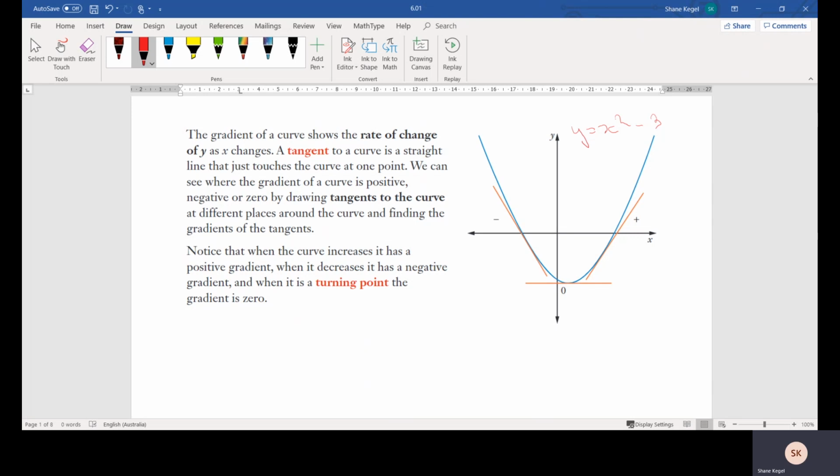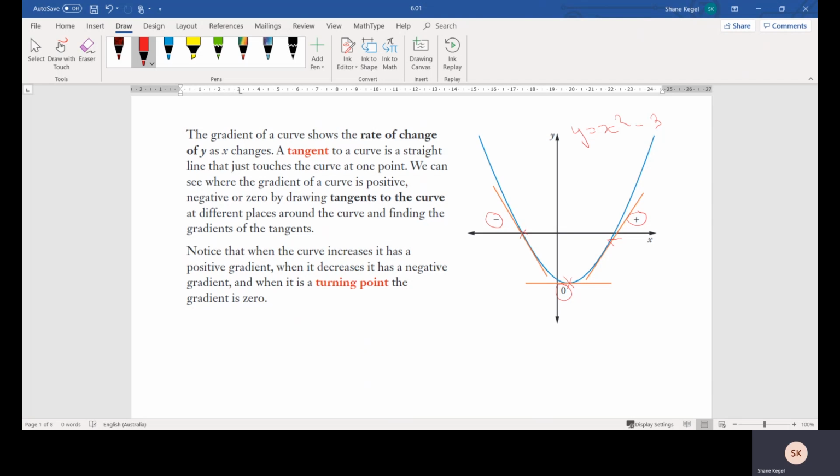The gradient of a curve shows the rate of change of y as x changes. A tangent to a curve is a straight line that just touches a curve at one point. You can see there are 3 tangents here, touching on the left, on the bottom, and on the right. We can see the gradient of the curve is positive on the right, negative on the left, and the gradient is 0 at the bottom, or in other words, it is not increasing nor decreasing.